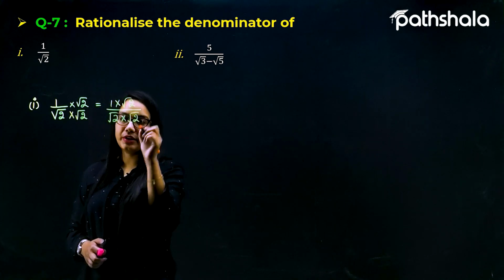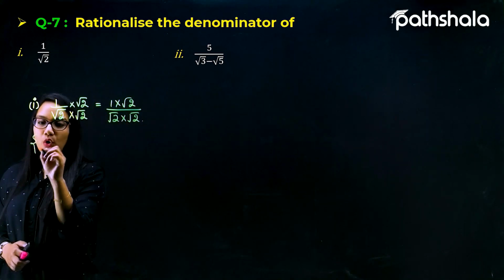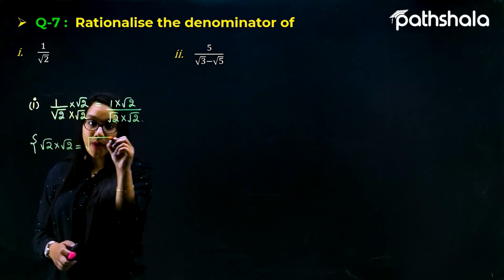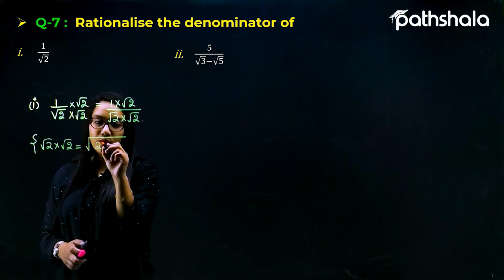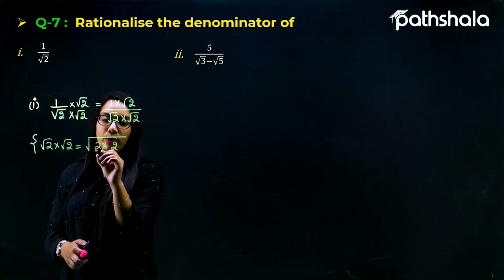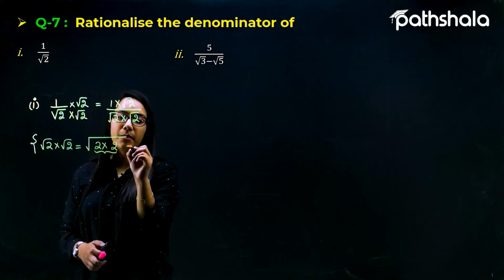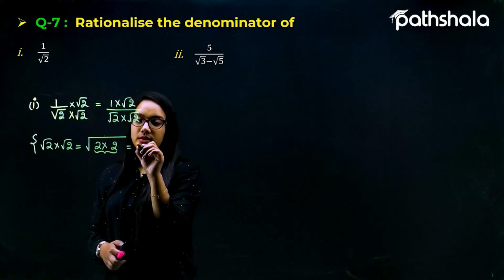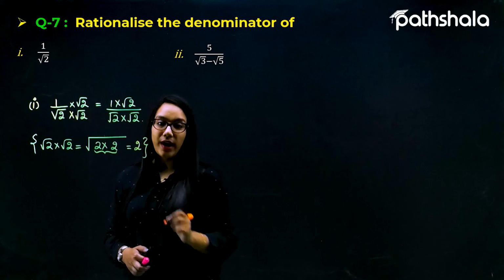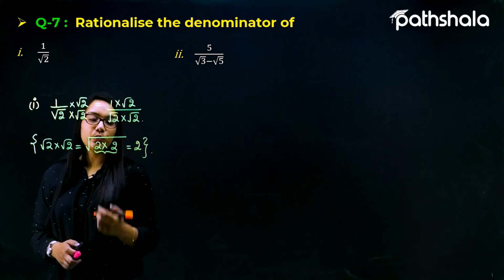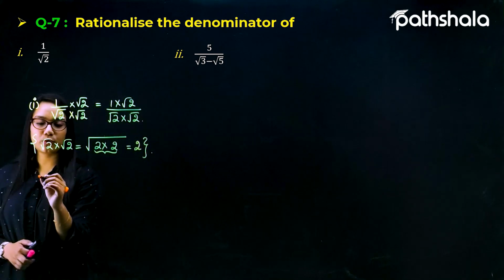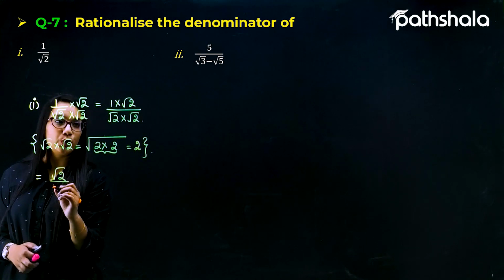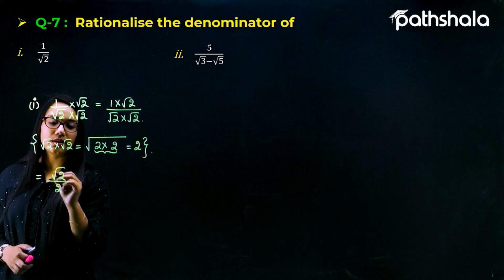Root 2 into root 2 means taking the square root common, and 2 and 2 get multiplied to each other. We know how to take a number outside the square root: if we have two equal numbers inside a square root, the answer is that number again. So root 2 into root 2 is nothing but 2. So 1 into root 2 is root 2, and root 2 into root 2 is 2. This is my answer.